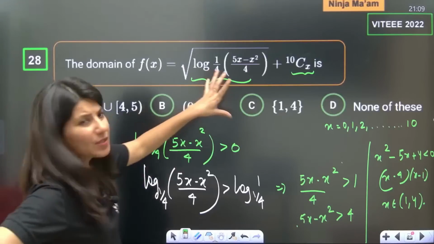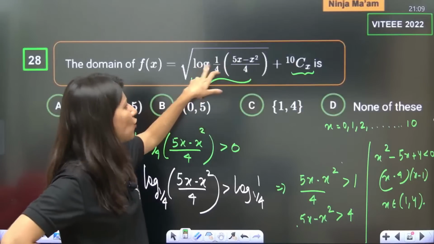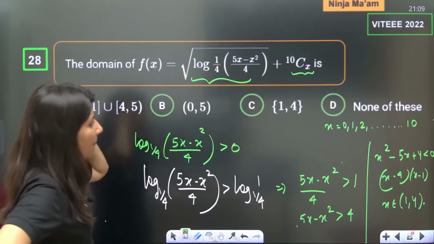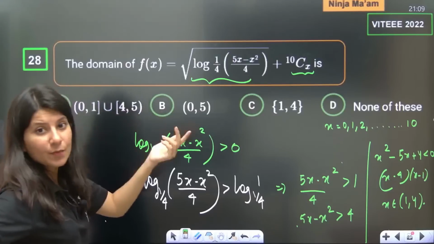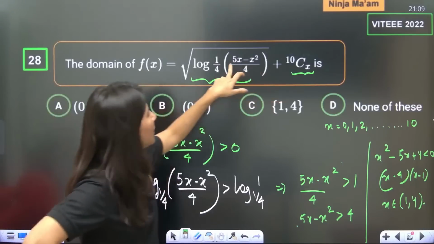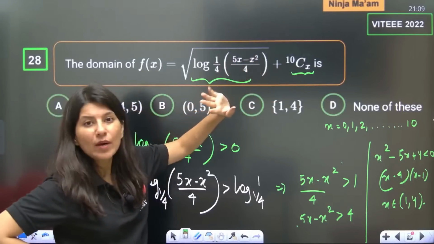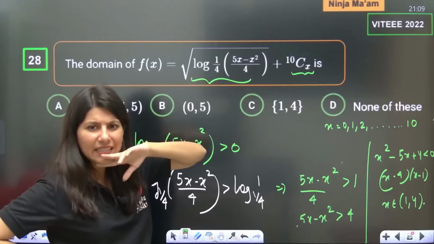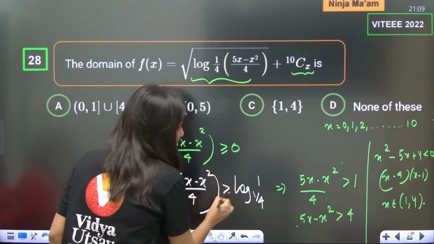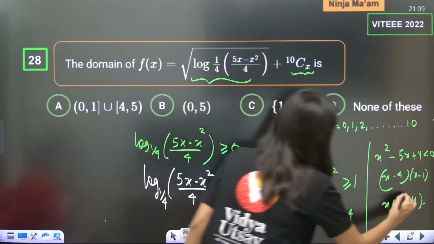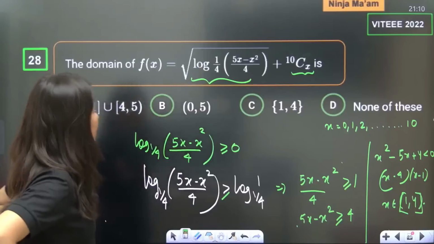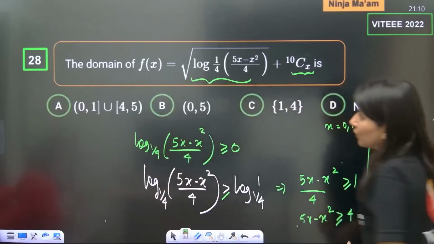If you put x equals 0, let's check what will happen. See, log 0 is not at all allowed, so 0 will not be in my answer. Next, put x equals 1. If you put x equals 1, this will work: 5 minus 1 is 4, 4 by 4 is 1, log 1. Yes, I think it will work. So x equals 1 will work, equality will be there. So [1, 4]. This is the correct answer, the domain, right?